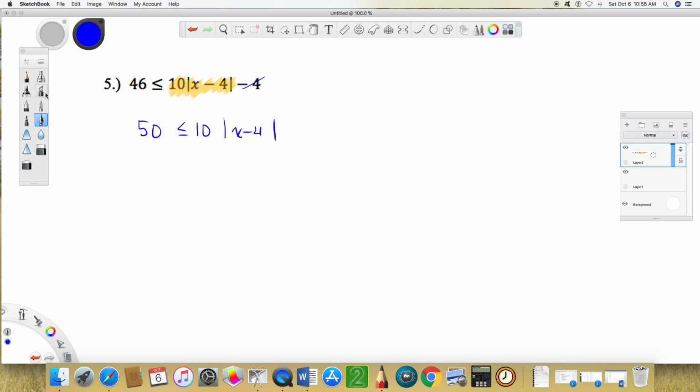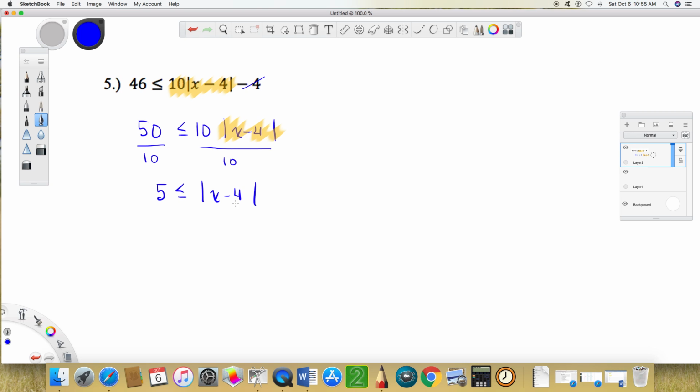I have two factors, and the factor of interest is the one that has our absolute value. We need to get that by itself, so we need to undo this multiplication. So I'm going to divide both sides by positive 10, and that does not change the direction of the inequality. So I have 5 is less than or equal to the absolute value of x minus 4.